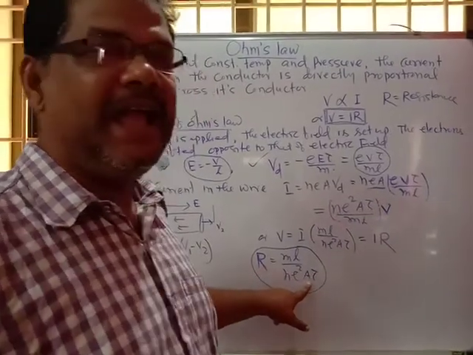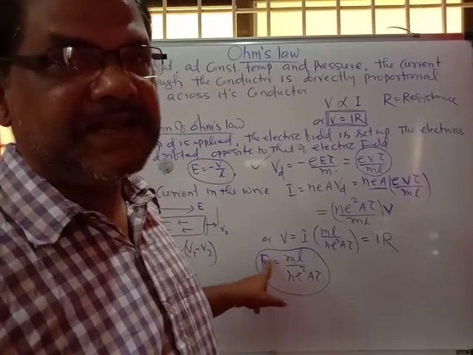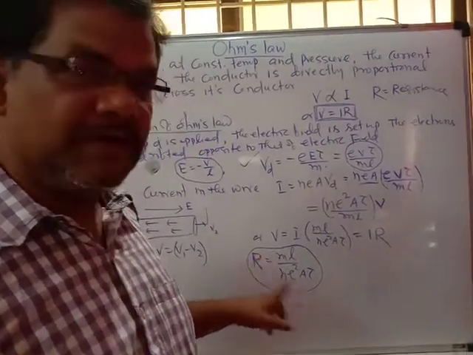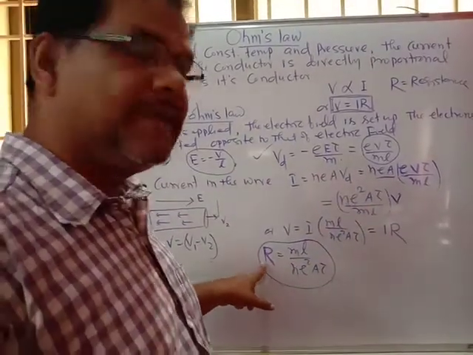And then there is the area of cross section. If the area of cross section is more, then the resistance will be less. For a thicker wire, the resistance will be less.